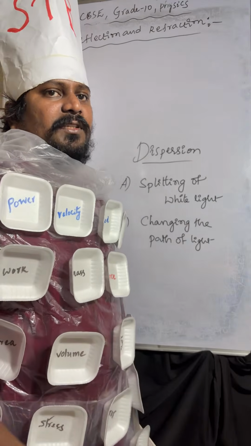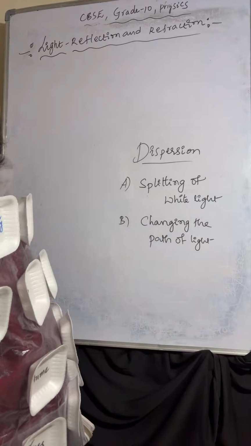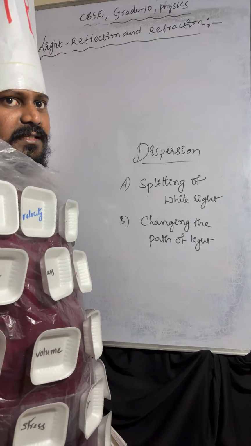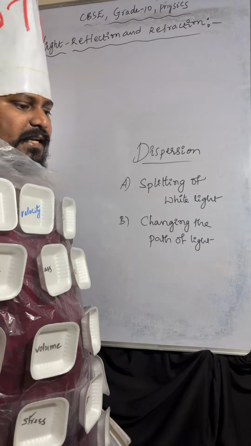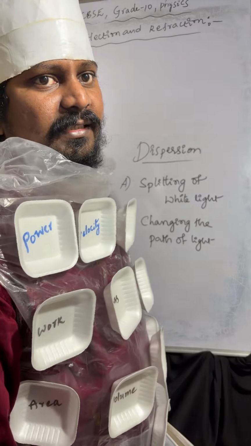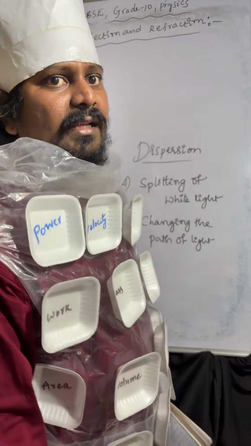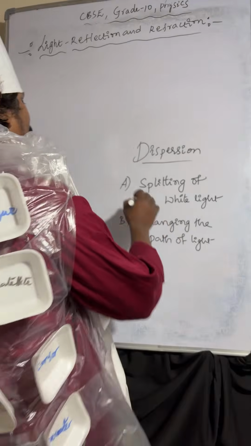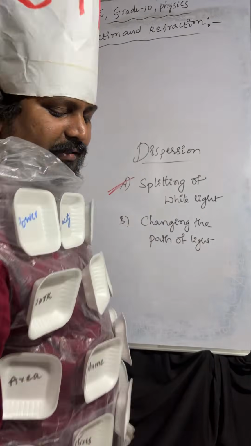So option A or option B, let me know the answer. Dispersion means splitting of white light into 7 colors. So the answer is splitting of white light into 7 colors. So option A is correct.